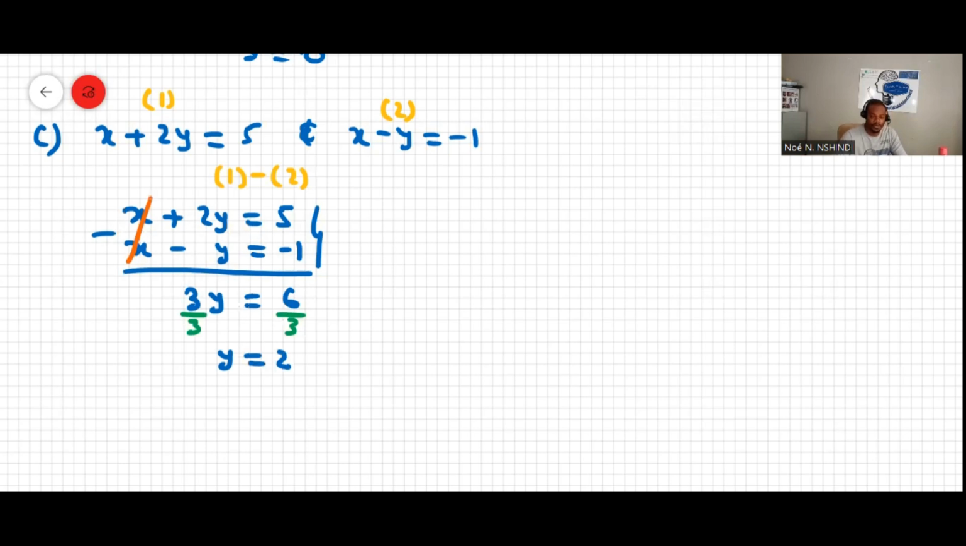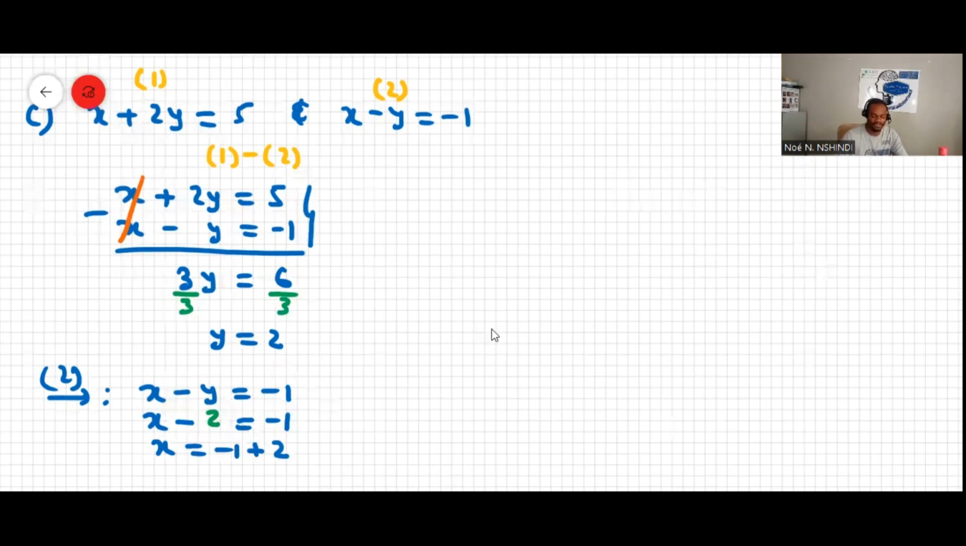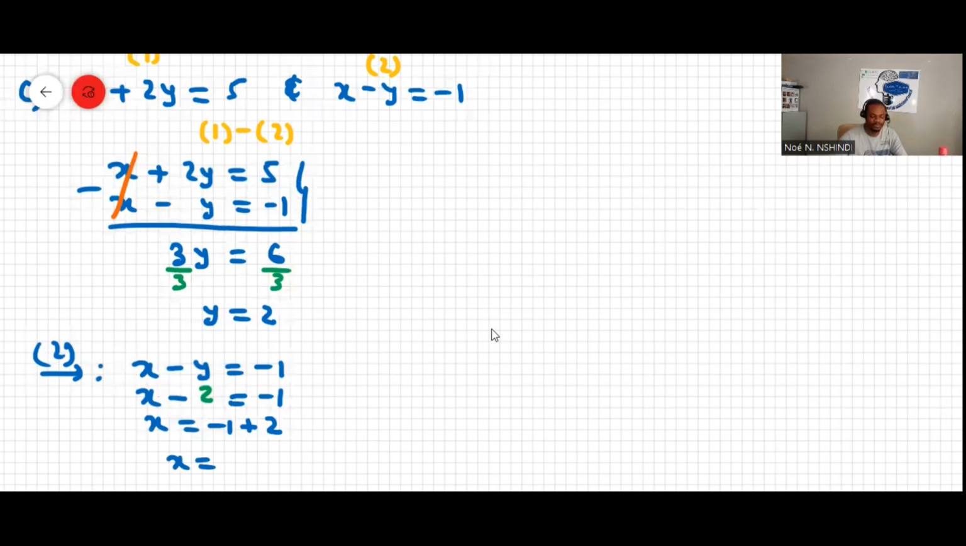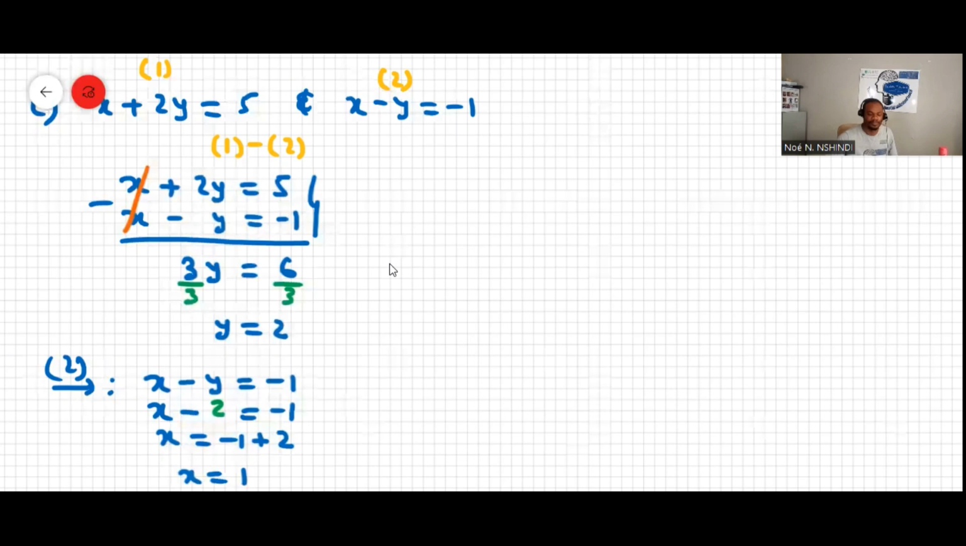Now that we got the value of y, we need to find the corresponding x value. We can sub in either equation 1 or equation 2. This time I prefer to use equation 2. So this would be x minus y equal to -1. Now we sub in the value of y, which is 2, so x minus 2 equal to -1. If I move -2 over, that makes -1 plus 2, and then we have x equal to 1. So when y equal to 2, x equal to 1, or usually when x is 1, y equal to 2. Okay, that's C.